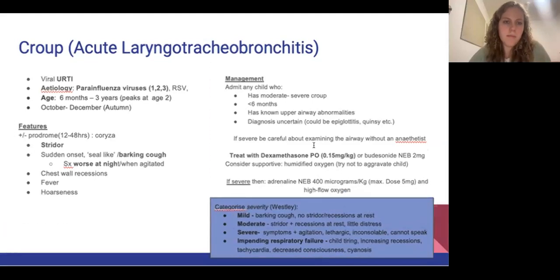So the treatment, if they're admitted, you can also again give humidified oxygen, and if it's very severe, then you can give an adrenaline nebulizer and high flow oxygen.